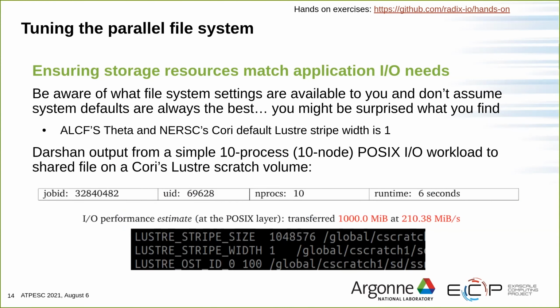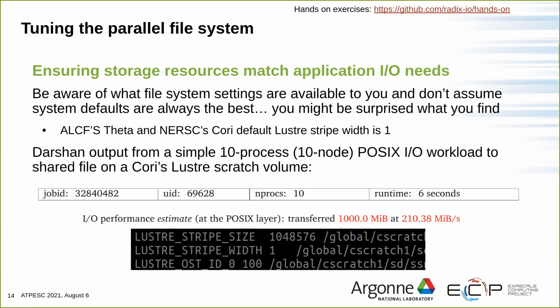So one thing to keep in mind, I've hinted at this, is to be aware of what file system settings are available, and don't assume that they're always going to give you the best behavior by default, because you could be surprised by what you find. One thing worth mentioning along these lines is that both ALCF Theta and NERSC Cori default to a Lustre stripe width of 1. What that means is by default, whenever you create a file on these file systems, it's going to be striped across a single server, which is what we saw in a previous example, not necessarily being the greatest.